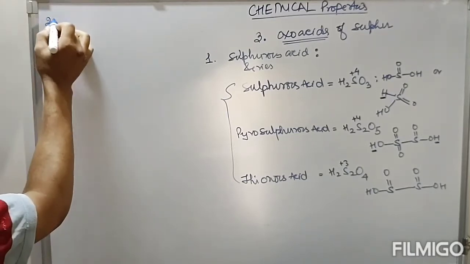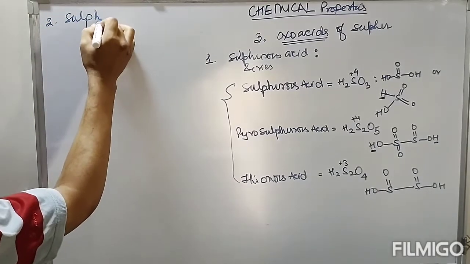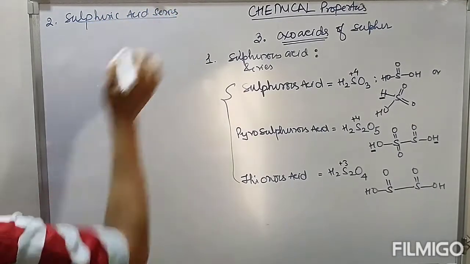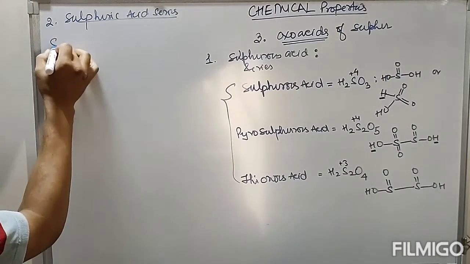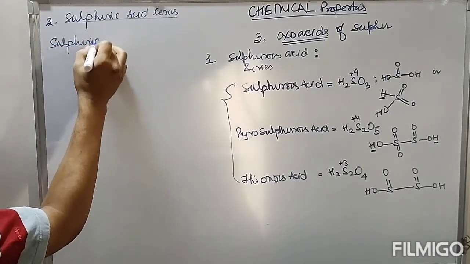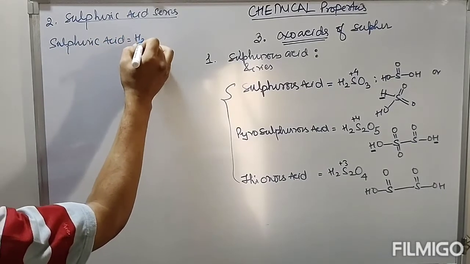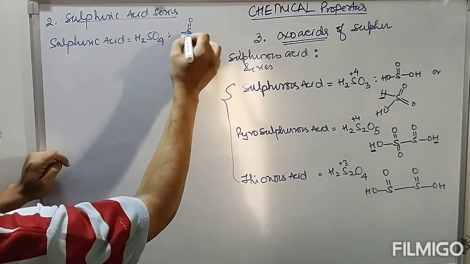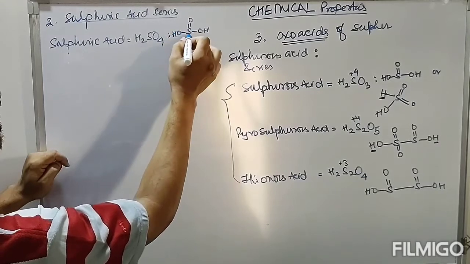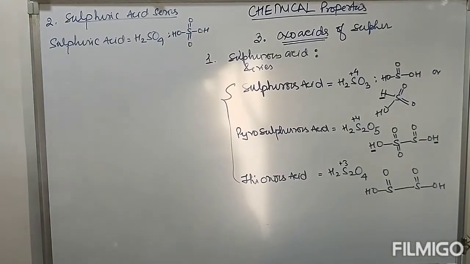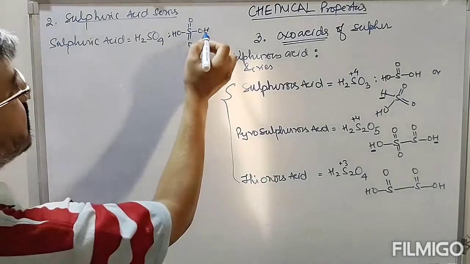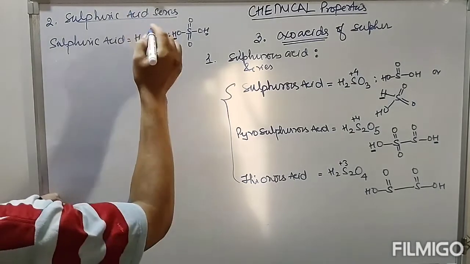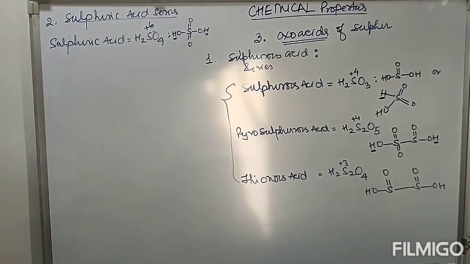The second series of acid is the sulfuric acid series. In this series we have the acids, sulfuric acid, H2SO4. Structure is this. This is the structure of sulfuric acid, and it contains two ionizable hydrogens, so it forms two series of salts, and the oxidation state is +6.